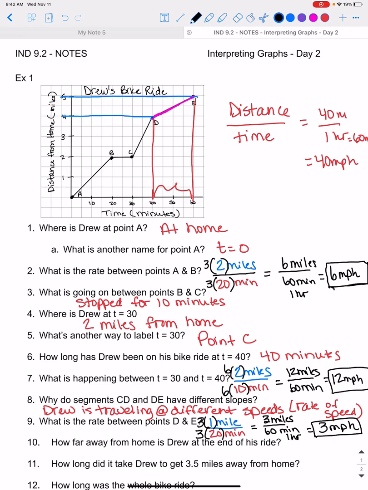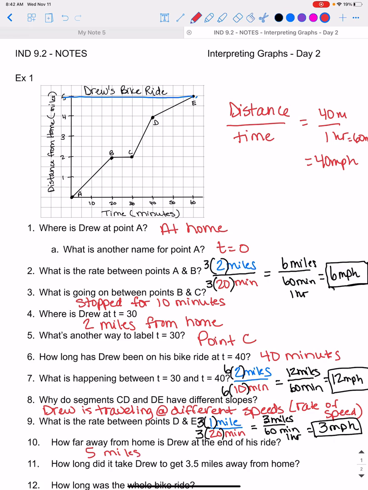All right, so how far away from home is Drew at the end of his ride? Okay, so we want to look at the end of his ride, which we can see here is point E. And we want to know how far from home he is at this point. Well, we just have to look at the distance, right? At point E, the distance is 5. So he is 5 miles from home. Okay, that's the answer to that, 5 miles.